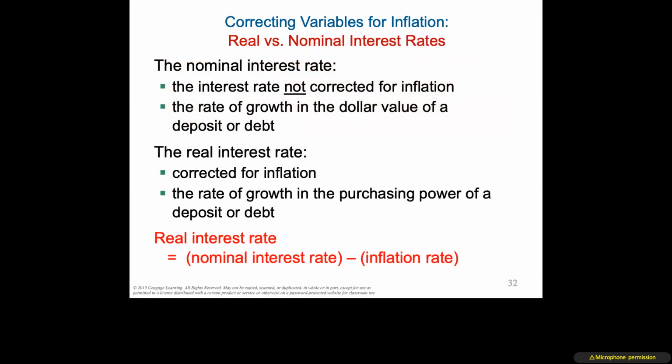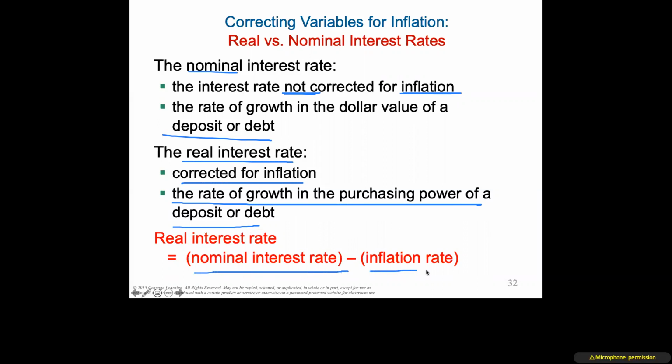The other thing that happens is that we use this adjustment to calculate nominal interest rates and real interest rates. Remember, the word nominal means now. So it is the interest rate not corrected for inflation. That's the nominal interest rate. So it is the rate of growth of a dollar value of a deposit or debit at that particular time, right now. The real interest rate is corrected for inflation. So it is the rate of growth in purchasing power of a deposit or debit. So the real interest rate is your nominal interest rate minus your inflation rate.